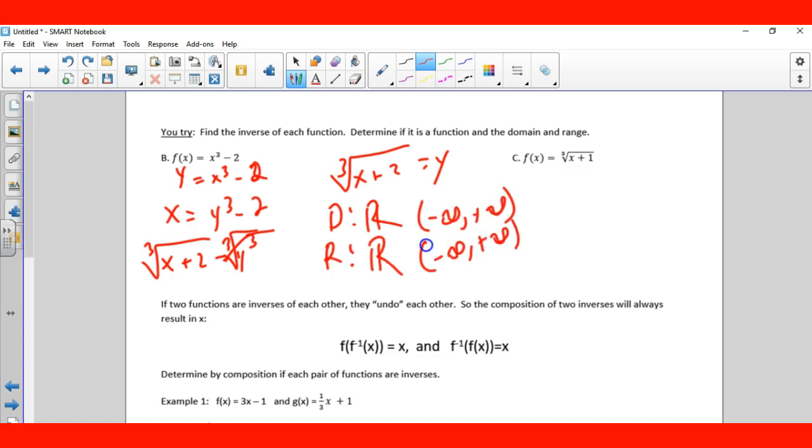I just like the sound. All right, they're the same thing. Sorry, my infinity looks so lopsided. All right.